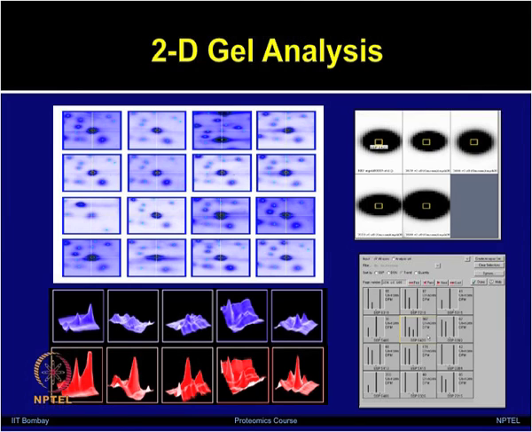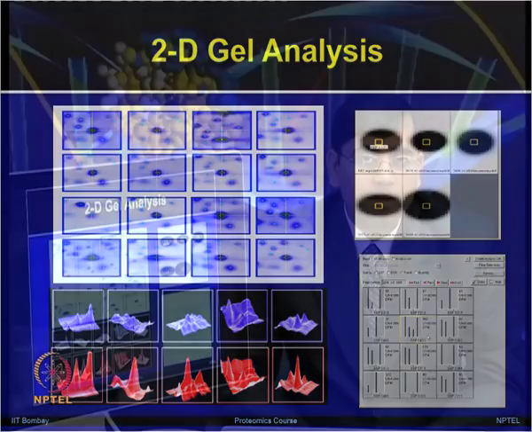Now, one can look at each of these spot intensities in much more detail, and then plot different types of parameters for percentage volume or spot intensity to compare their values and do the statistical comparison.